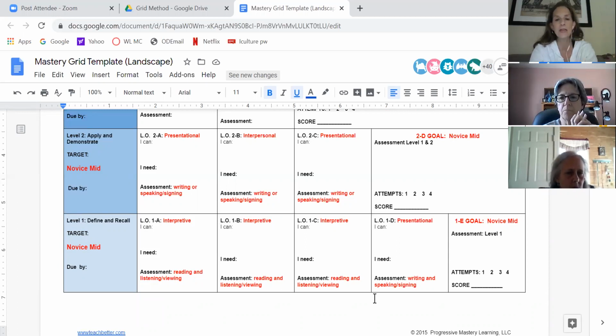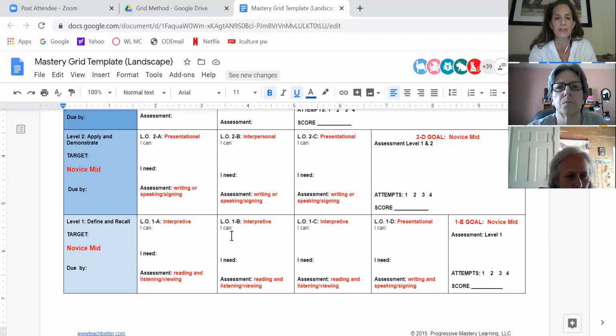So the way the grid method works is, if you look at level 1, you come up with tasks, all aligned to Bloom's taxonomy, that are define and recall tasks. And Kat, to your question, I added a do by on there for just that reason. So basically you come up with tasks, and the LO stands for learning objective in each one. And each task or activity or assessment is a little bit harder than the one before it.